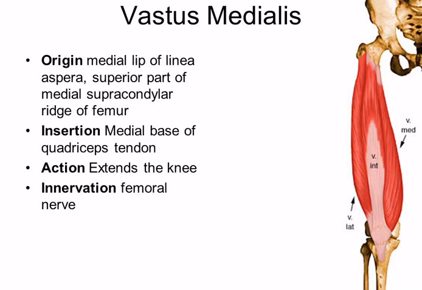Vastus medialis. Origin: medial lip of linea aspera, superior part of medial supracondylar ridge of femur. Insertion: medial base of quadriceps tendon. Action: extends the knee. Innervation: femoral nerve.